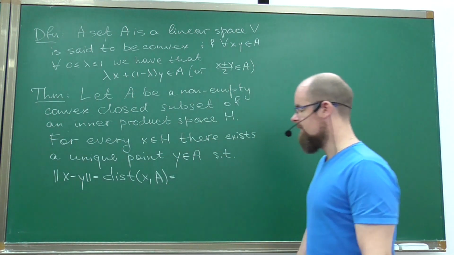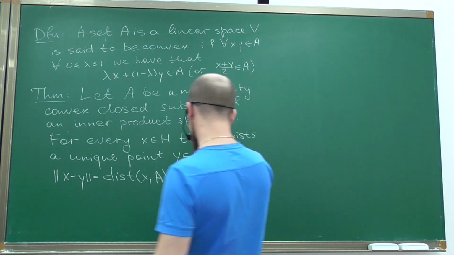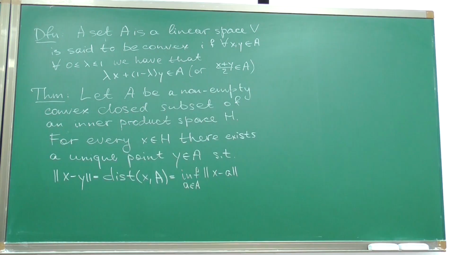Or we can write the distance as an infimum. So we take any point from the set A, compute the distance from x to it, and take the infimum. So the distance from a point to a set is the smallest distance in the sense of infimum. And we claim that this distance is always attained. So there is always a point y such that this distance equals the distance between x and y.